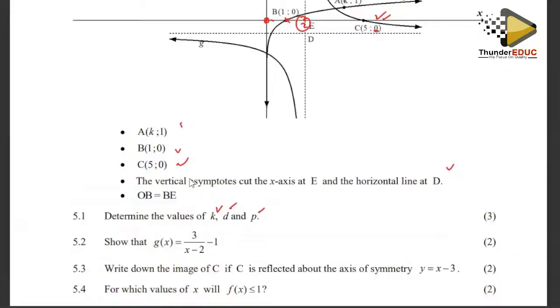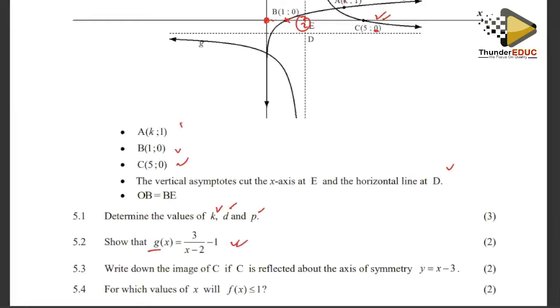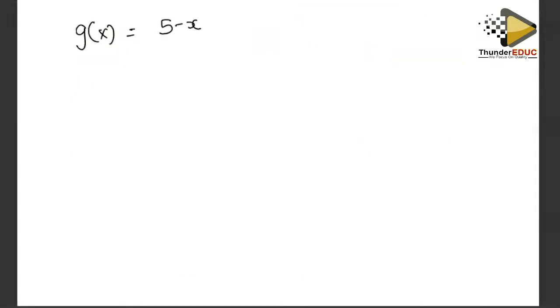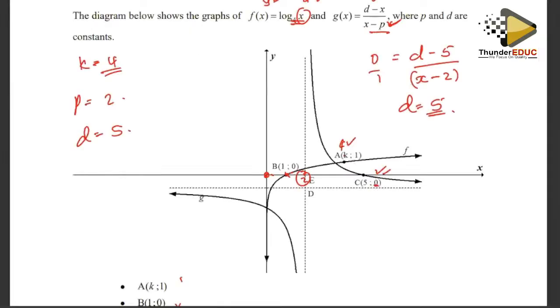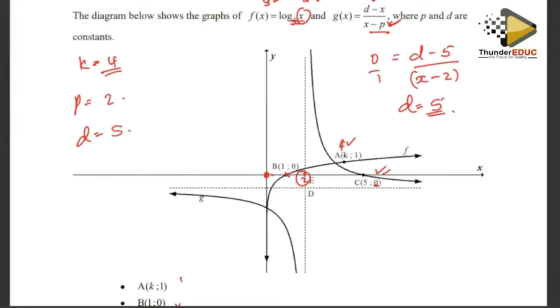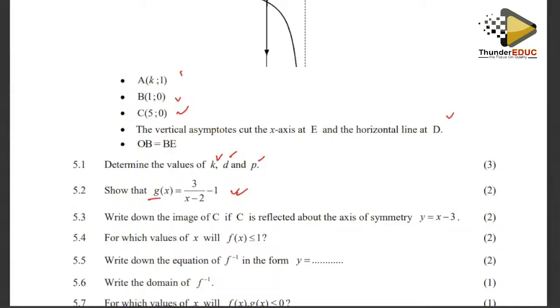And then can we show that the graph g is giving us that? Okay, let's see. So if I'm to rewrite that graph, it's going to be (5 minus x) over (x minus 2). Okay, that is how it is. Now, how do we move from this form to a form of 3 over (x minus 2) minus 1?